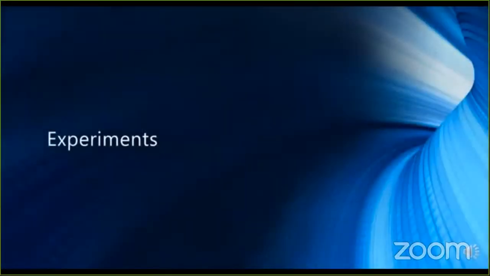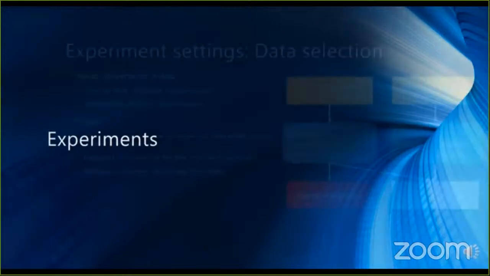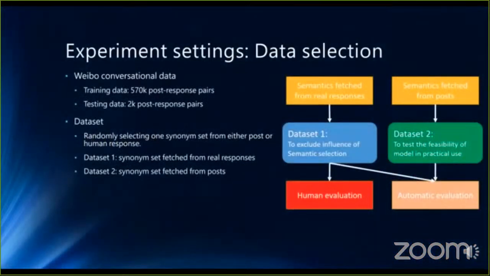Now let's come to the experiment part. In this paper, we chose Weibo conversational data. There were 570,000 post-response pairs for training data and 2,000 pairs for testing data. The testing data was separated into two parts.